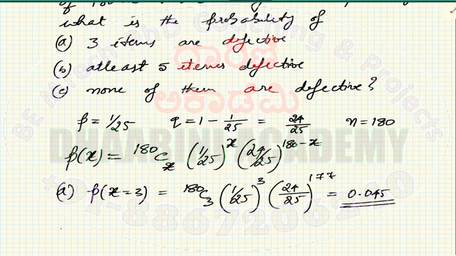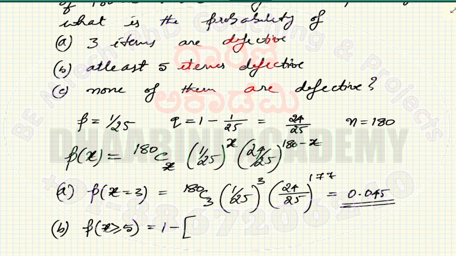Okay, next part B. At least 5 defective items. At least 5 means 5 or more than 5, correct? So x is greater than or equal to 5. This means it has to be 5, 6, 7, 8, up to 180. Making that calculation is difficult, so you can do the otherwise. Subtract from 1.